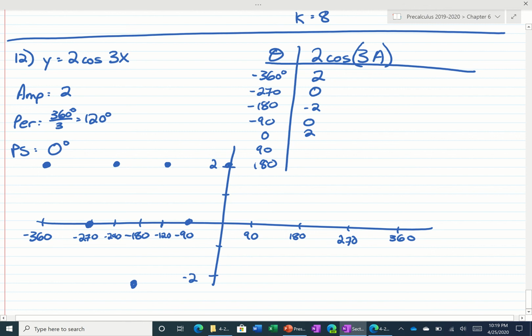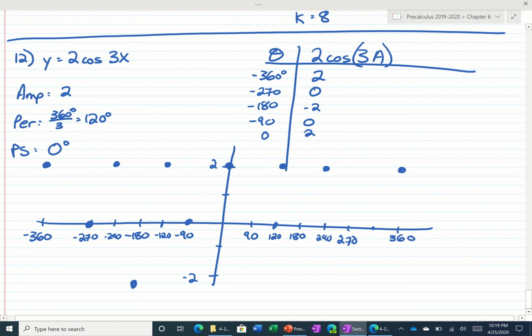Add 120 to that, and you get 0. It's the same thing, so it's looking a little bit different. Add 120 to that, and you're going to get the same point. Add 120 to that, at 240, and you'll get the same thing. Add 120 to that, and you'll get 360. You'll get the same thing. So you see what I did here? Every 120 degrees, I put the same thing.